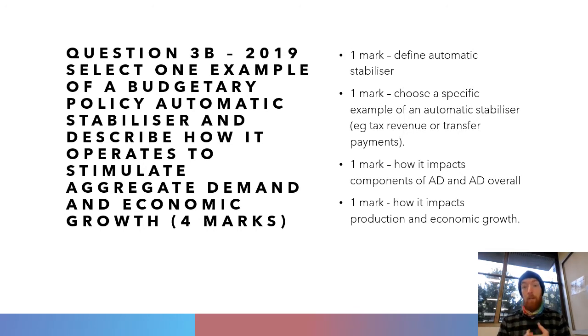So you get 1 mark for defining what an automatic stabiliser is, 1 mark for choosing a specific example of an automatic stabiliser, so either tax revenue or transfer payments, and 1 mark for how it impacts the components of aggregate demand and aggregate demand overall. For example, saying how that would impact consumption spending, and then how that would affect aggregate demand overall, and then how it impacts production and economic growth. So we'll look at VCAA's answer.